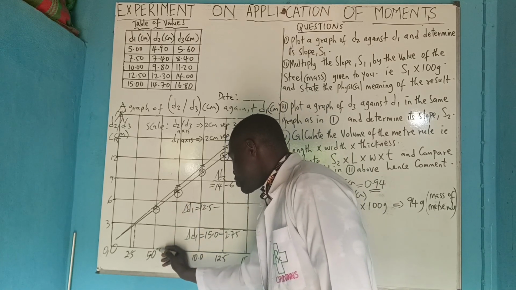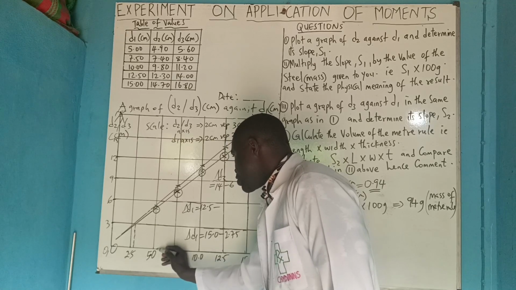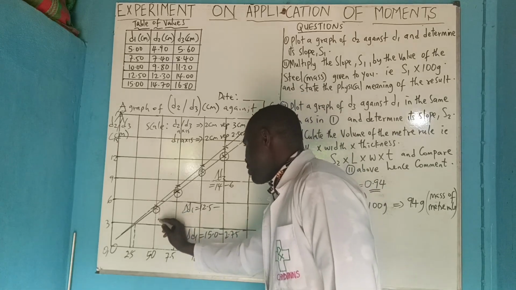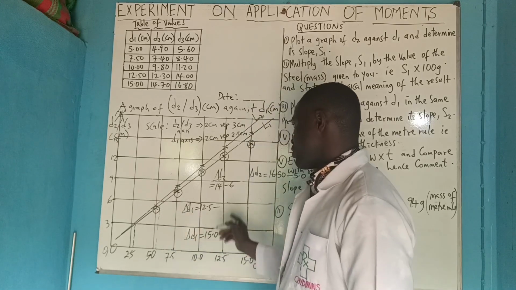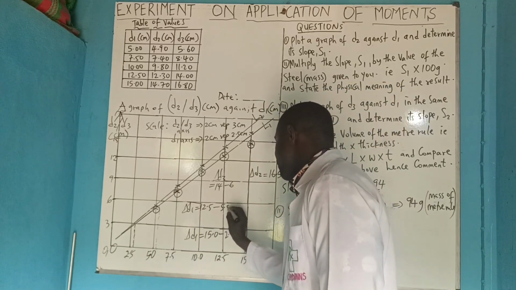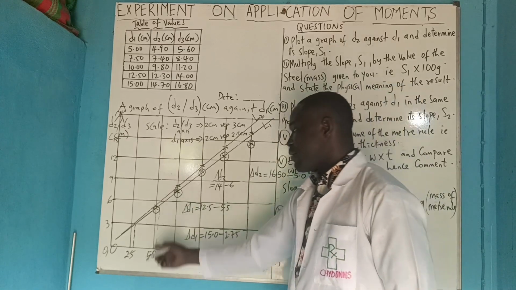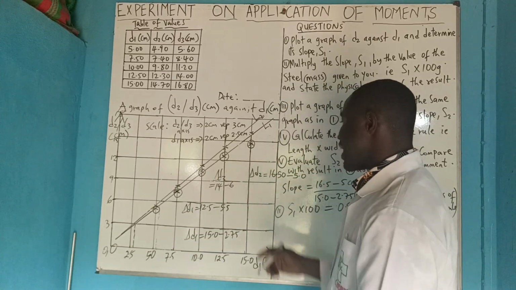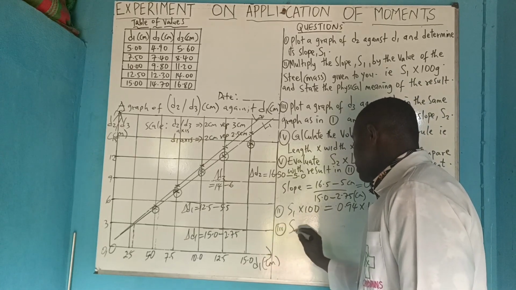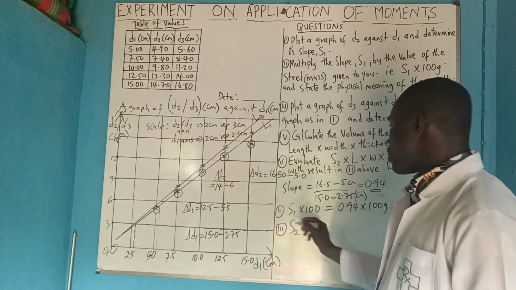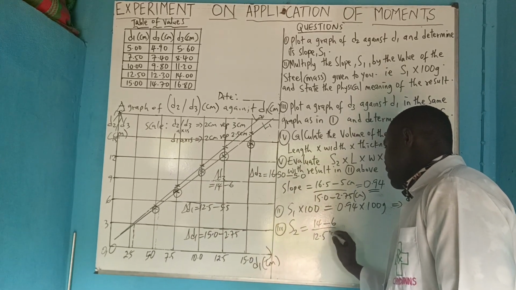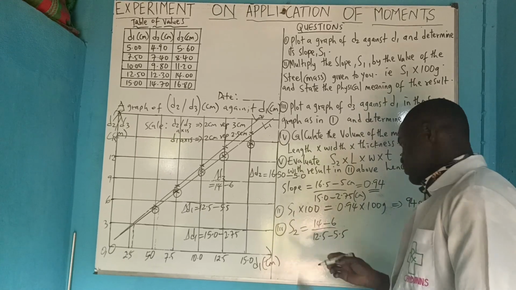Here is about 0.25, 5.5. Here should be about 5.5. We can take it at 5.5, but do the plotting so that you get the accurate answer. So we say slope of the third one, the slope is equal to 14 minus 6 all over 12.5 minus 5.5.